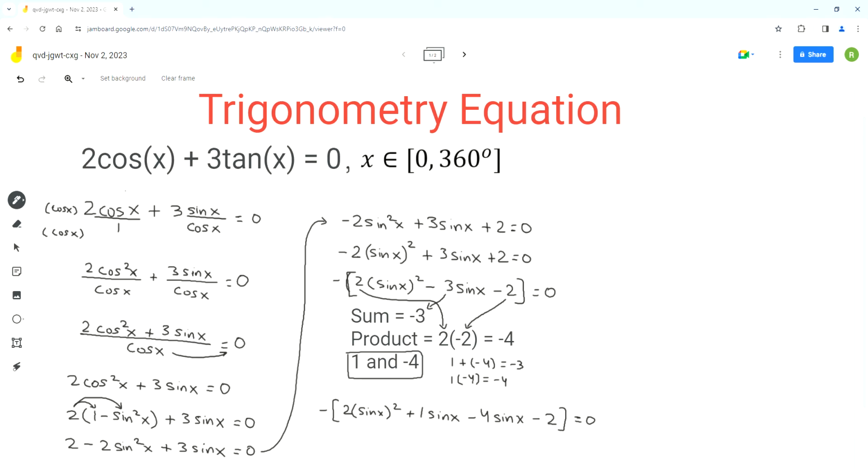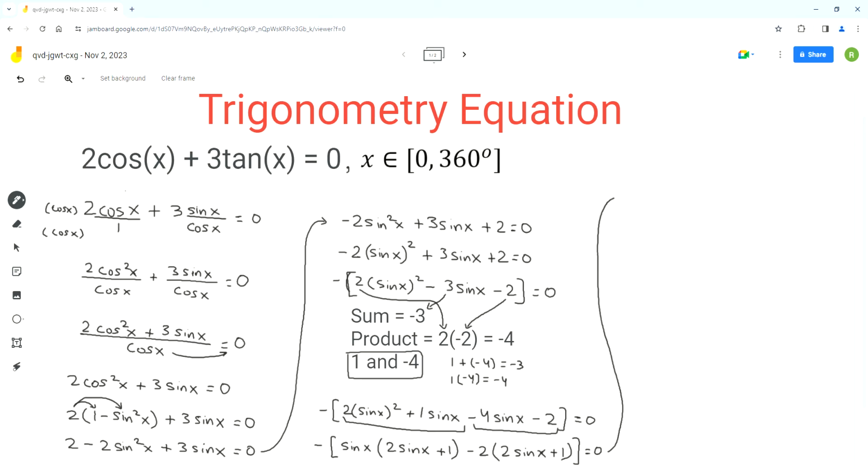Now we can factor this expression using the grouping method. So we pair up the first two terms, we pair up the last two terms. So from each pair, we find a common factor. So from the first pair, we can factor out sin x. And we are left with 2 sin x plus 1 in the parentheses. Now from the second pair, we can factor out negative 2 because the first term in that pair is a negative term. And now in the parentheses, we are left with 2 sin x plus 1. And then close the bracket equals 0.